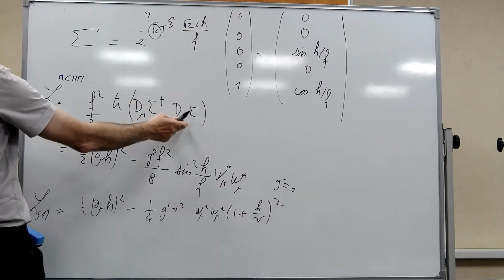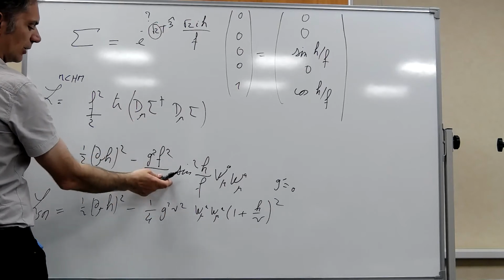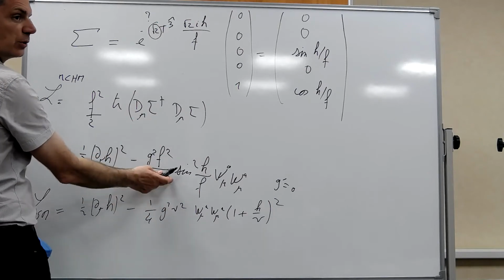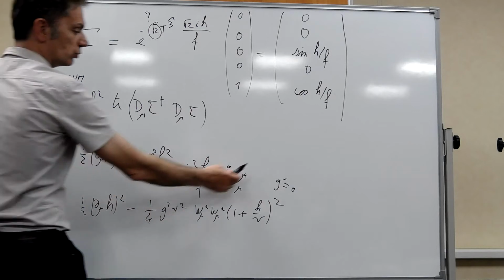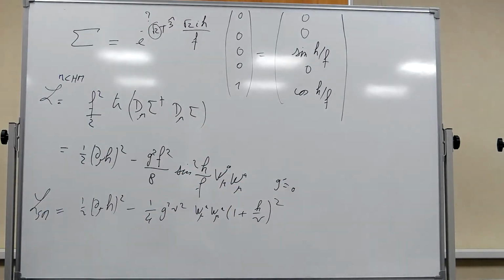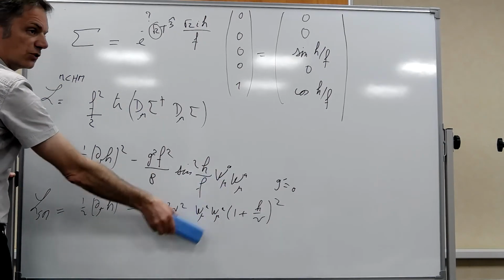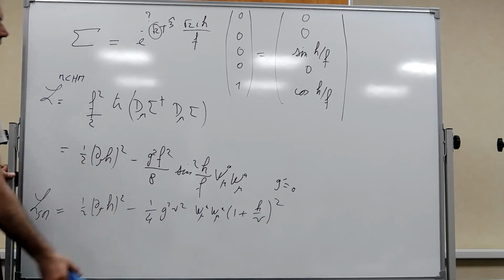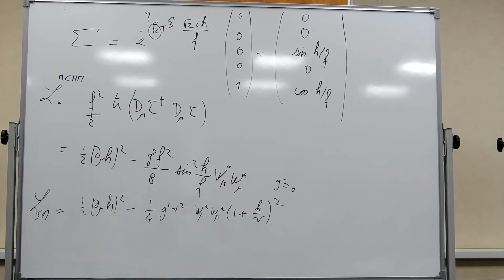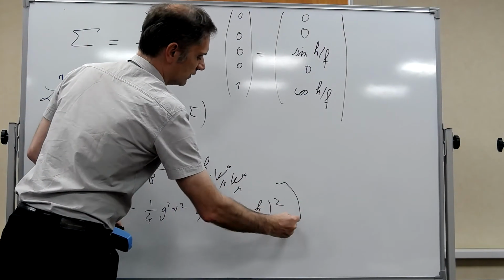So what I want to do is to say that H is just a value plus a fluctuation around its background expectation value. And I want to look at an expansion in powers of delta H to be able to do the matching with the standard model Lagrangian. Okay, so that will be sine squared of (H plus delta H) over F times W mu squared.